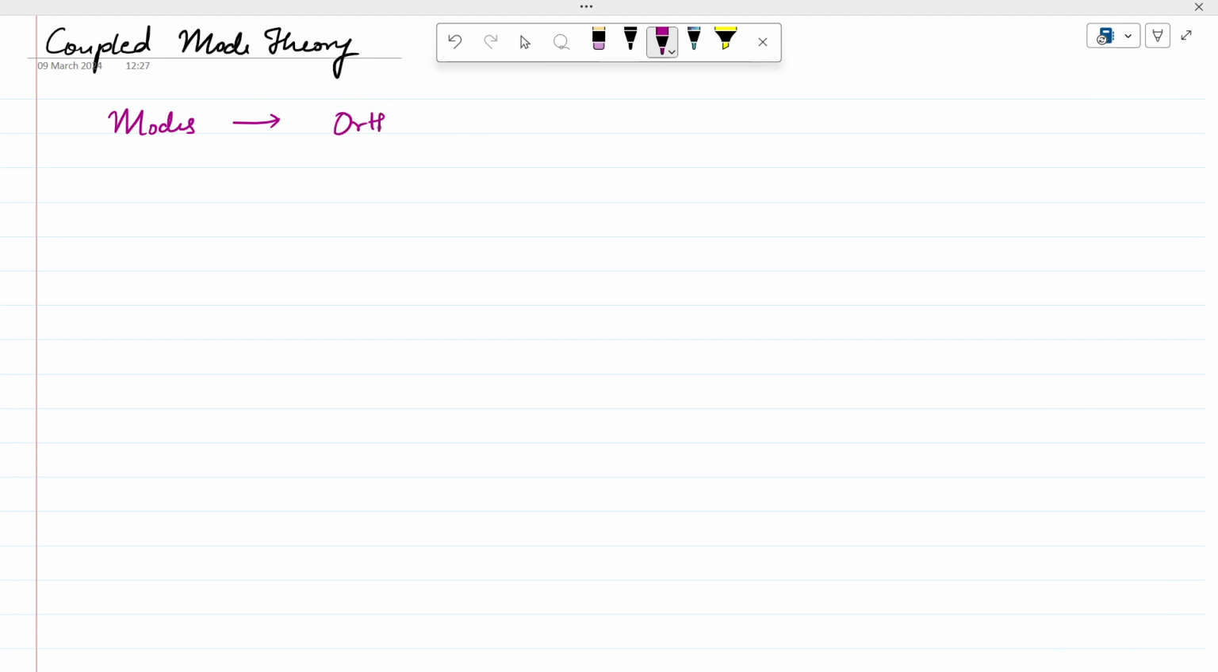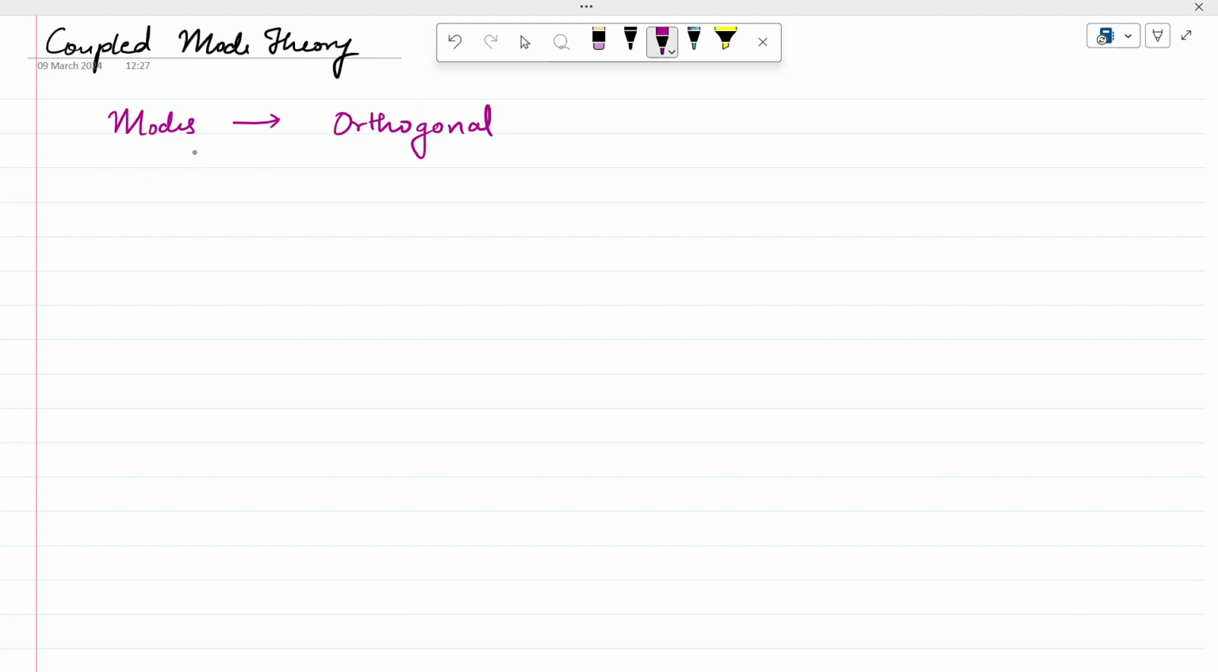One thing is that they are orthogonal. So in an ideal waveguide, the modes are orthogonal. What that means is the intensity in one mode would not spontaneously transfer, the power transfer won't happen between different modes. So they are independent of each other.